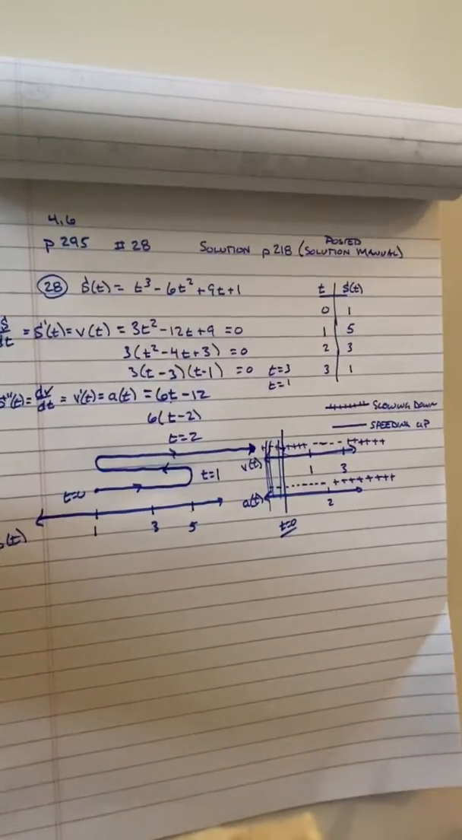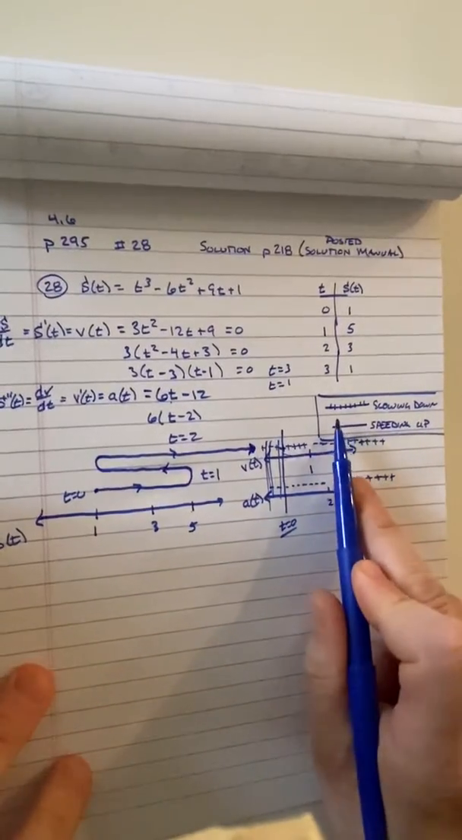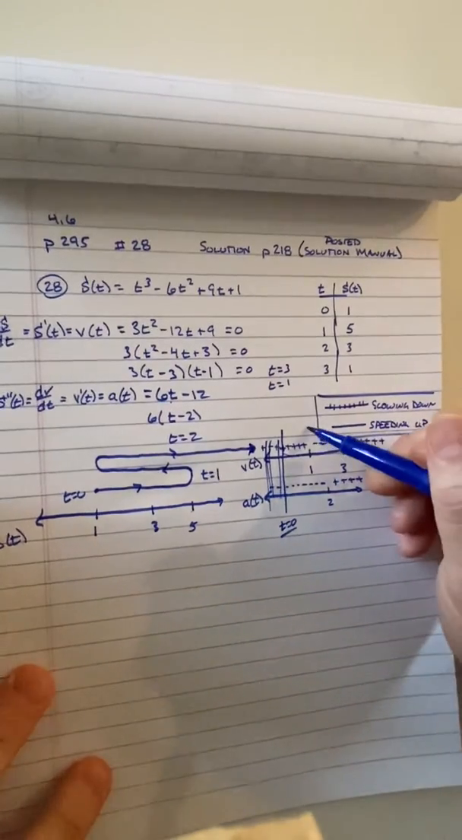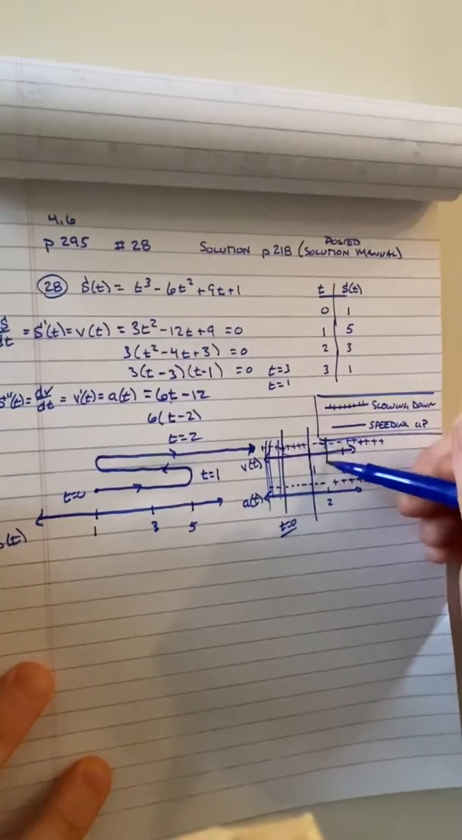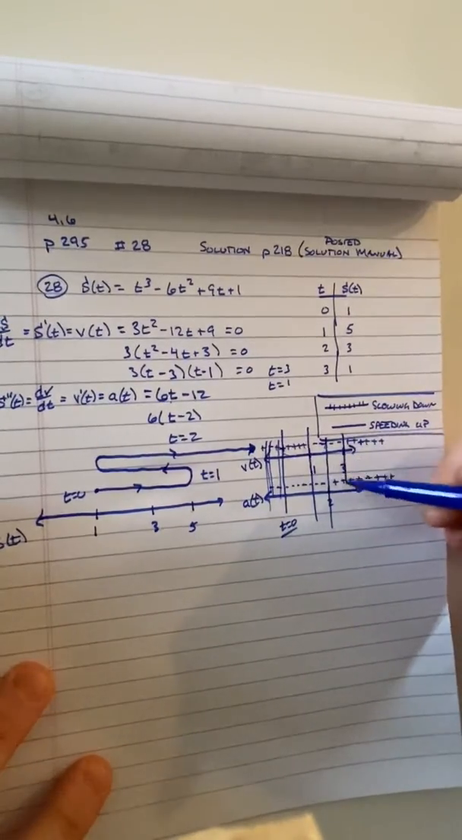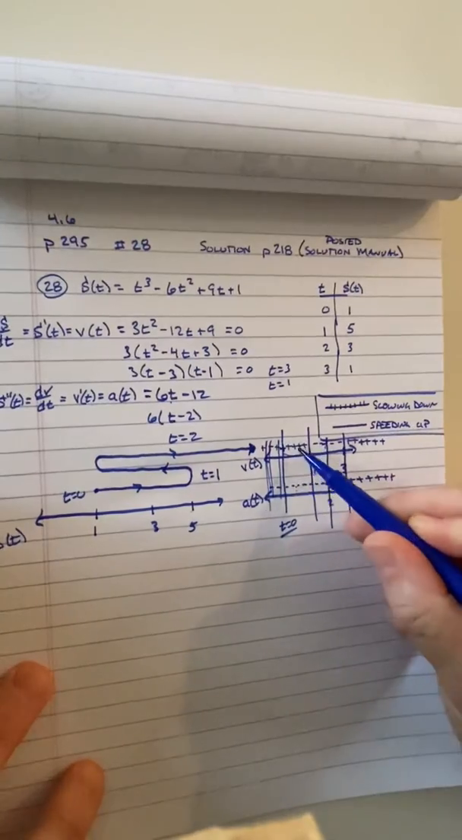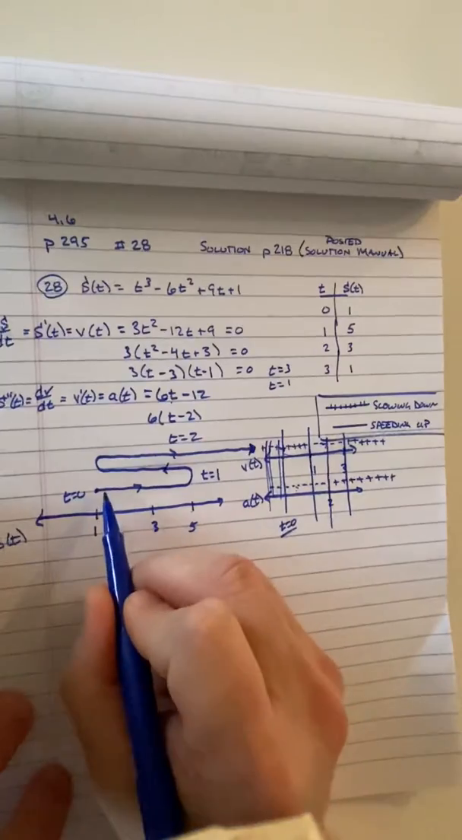Okay, now we need the legend of where it's slowing down and speeding up. I'm going to use railroad tracks for slowing down. This particle is slowing down. Oops, erase my 1. Put vertical lines through all your critical values. It's slowing down when they have opposite signs. So, from 0 to 1.